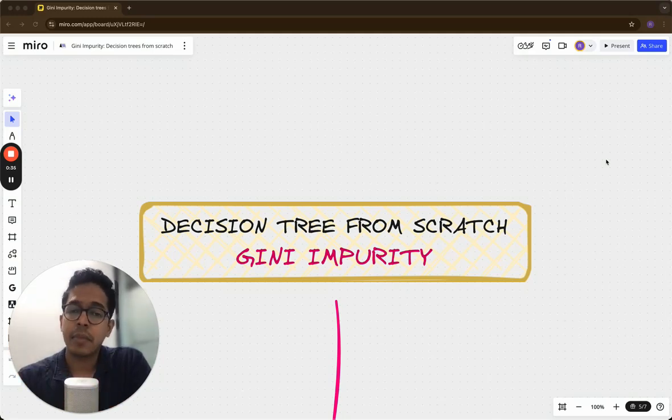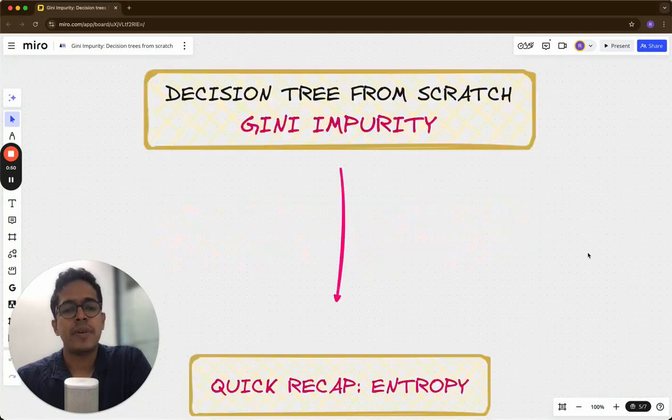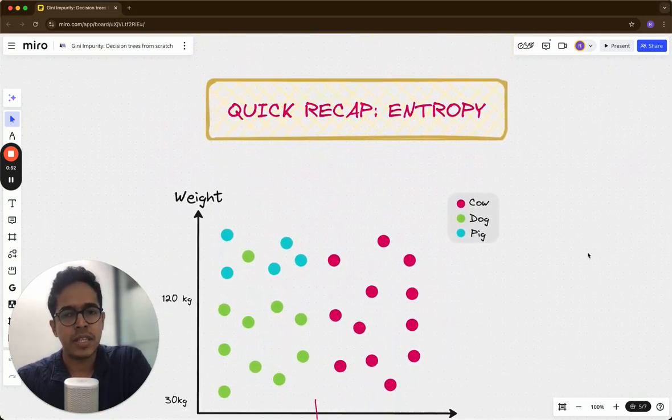However, I still recommend you check out the previous lecture on decision trees from scratch, where we covered the theory and also implemented a decision tree, and where we discussed in detail the physical interpretation of entropy. So let's have a brief recap first before going into the concept of Gini impurity.